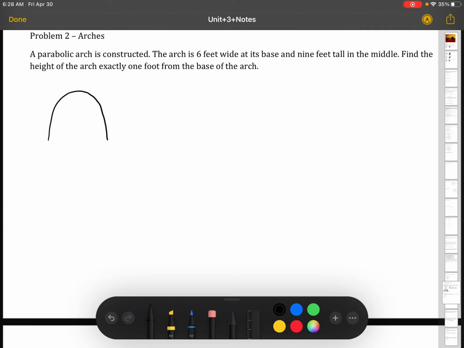And what we can assume, because we're drawing the diagram, is that we draw the parabola so that it's on the y-axis and is split evenly on both sides. So this is going to put our vertex here at (0, 9). And then since the base is 6 feet, in either direction we've moved 3 feet, 3 to the right and 3 to the left, which is going to make those coordinates (3, 0) and (-3, 0).